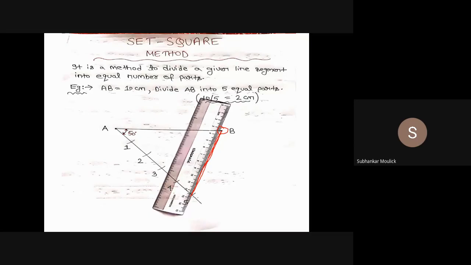Since AB is my given line segment, point B is the end point of the given line segment. Join the end point with the last arc point on the acute angle inclined line. That means I will join 5B by scale. If the same problem needs to be divided into 7 equal parts, then 1, 2, 3, 4, 5, this will be 6. I will extend this line. This will be 7. Then I would join 7B with the help of a scale, and so on. Is it clear now?